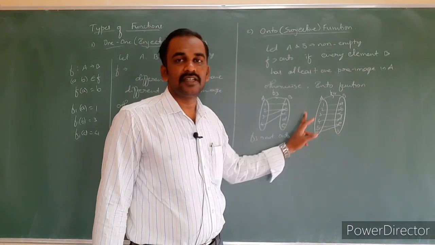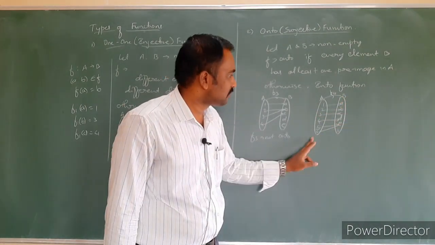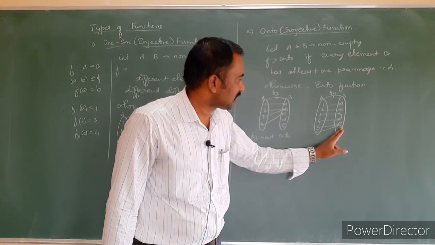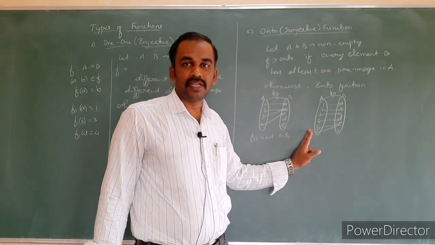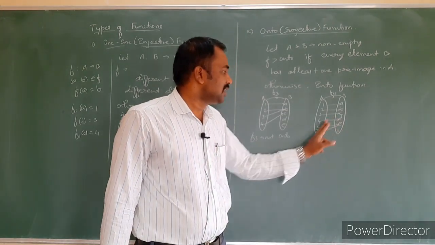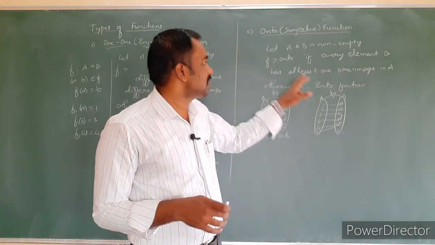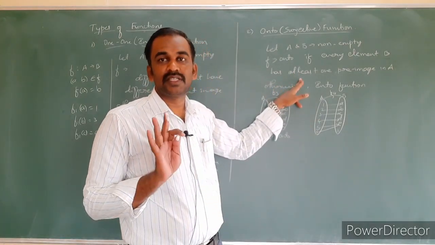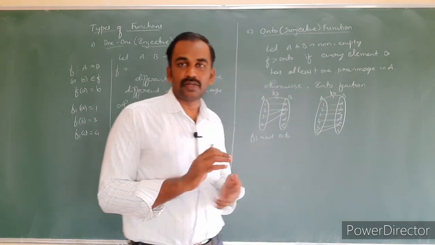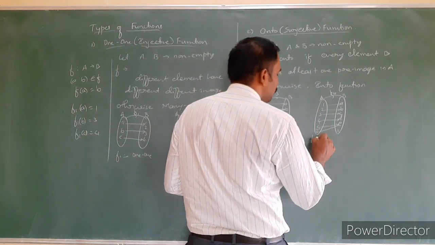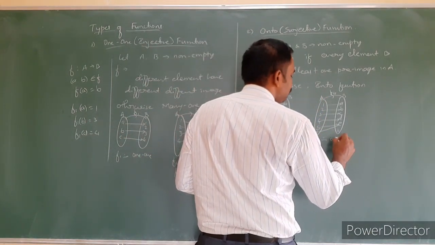Every element has a pre-image. Check it: E has two pre-images. E has the pre-image 5 and E has the pre-image 6. But our condition is what? At least a minimum of one should be there. Yes, nothing to worry. Obviously, F4 is an onto function.